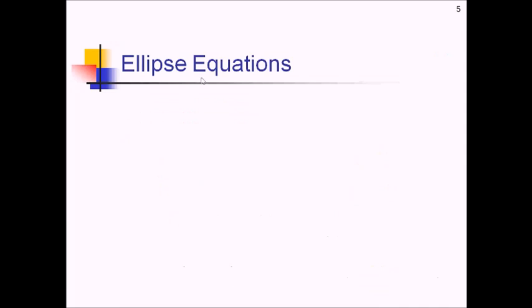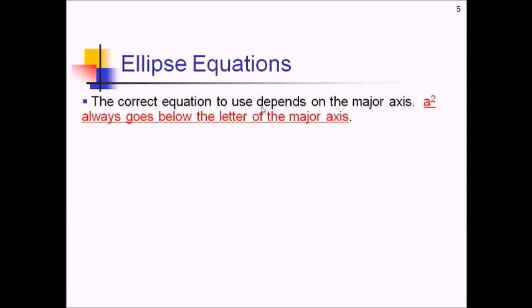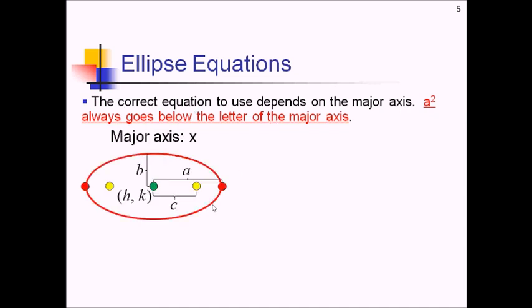Let's talk about ellipse equations now. The correct equation to use is actually going to depend on the major axis. There's 2 different ellipse equations, and the thing that these have in common is that the a squared is always going to go below the letter of the major axis. So let's check this out. Let's check out the major axis x first. This is your left-right ellipse. So for this one, the equation is going to be x minus h squared over a squared plus y minus k squared over b squared equals 1.